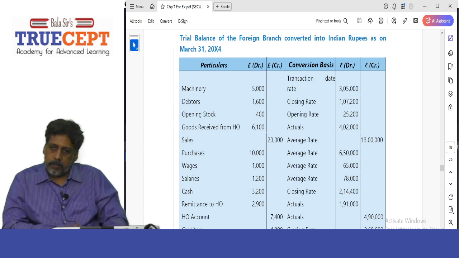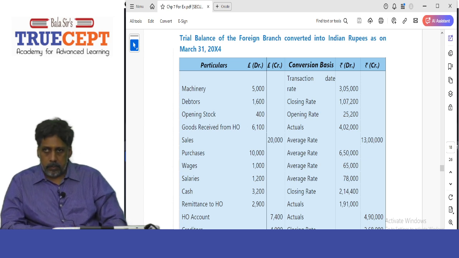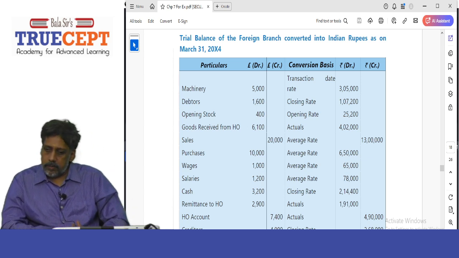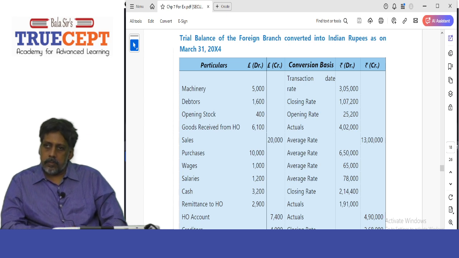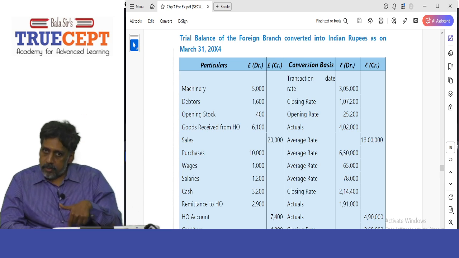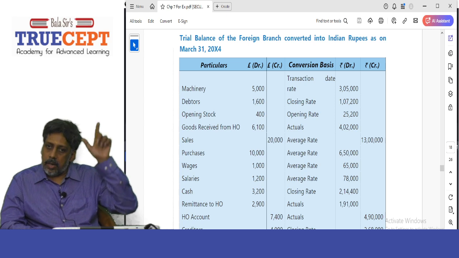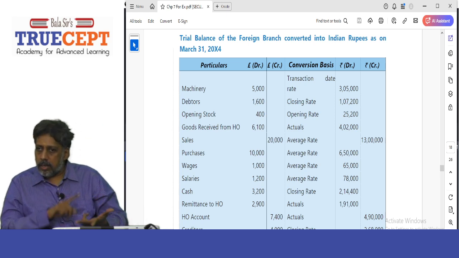Next, debtors 1,600 pounds. It's a closing rate. Therefore, 1,07,200 rupees. How do you get that? 1,600 into rupees 67, the closing rate of exchange. Then opening stock 400 pounds at the opening rate, 25,200 rupees, nothing but that into rupees 63 a pound. Next, goods received from head office 6,100 pounds at actuals, 4,02,000 rupees, written under debit. The rupee value is given in the question.